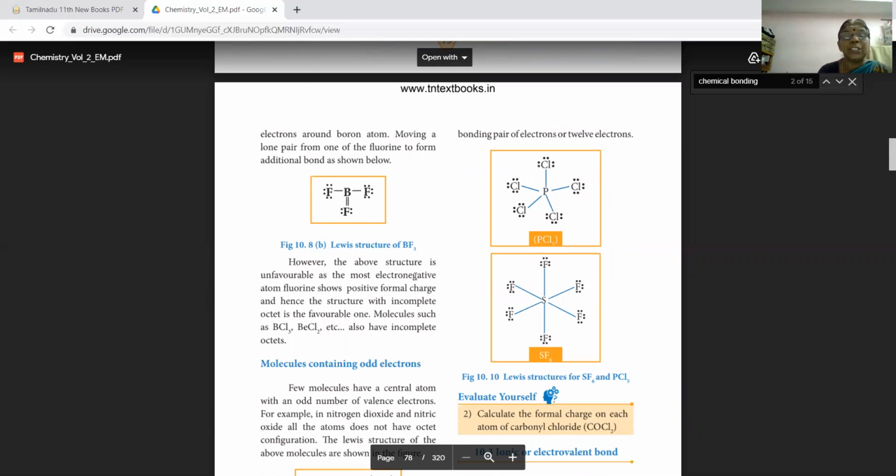Moving a lone pair from one of the fluorines to form an additional bond is given in the next picture. F single bond B, single bond F, and double bond F. The other one is linked with a double bond, but it has only 4 electrons.